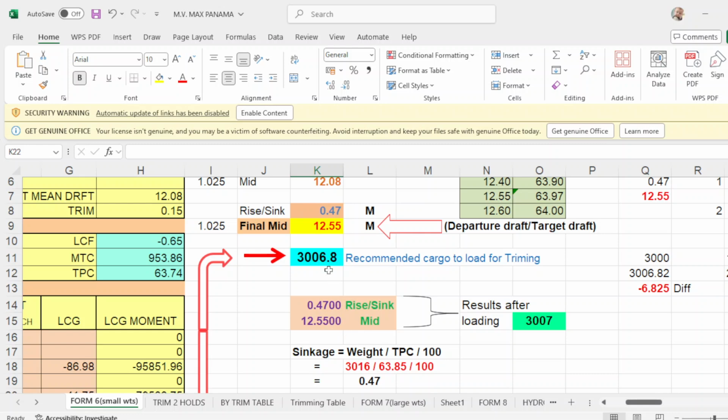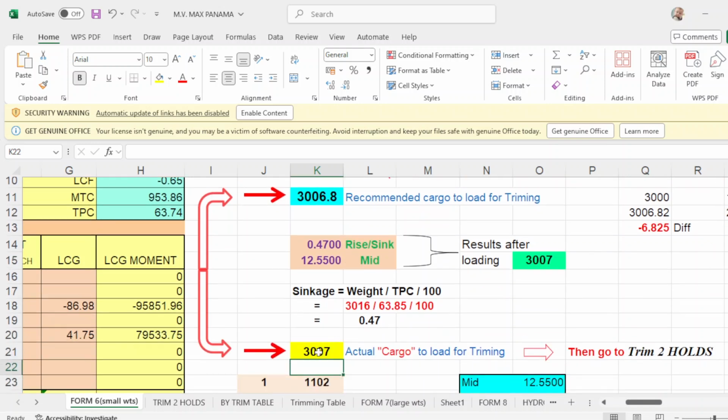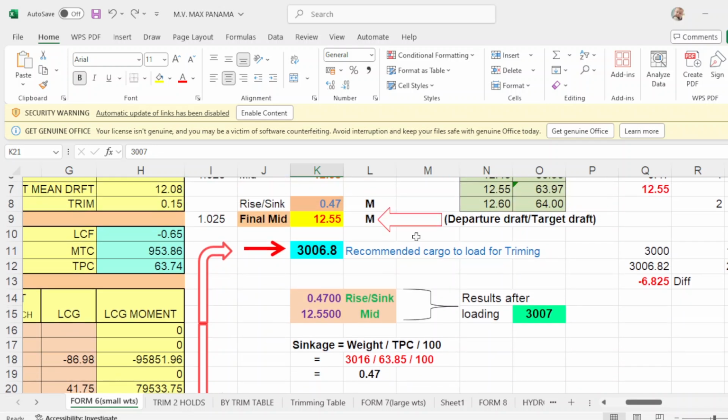Now what happens if we put 3,000, for the sake of argument? So I put here 3,000. Once you have loaded 3,000, it's now less than 12.55, and the sinkage is less than 0.47. So I would rather use this figure so that we will have the exact number. Here you are, 3,007, and you have 12.55, which is the same, and your sinkage is the same, 0.47.